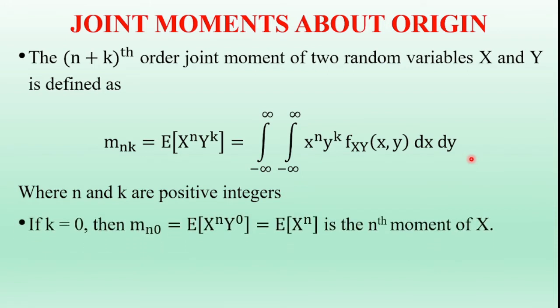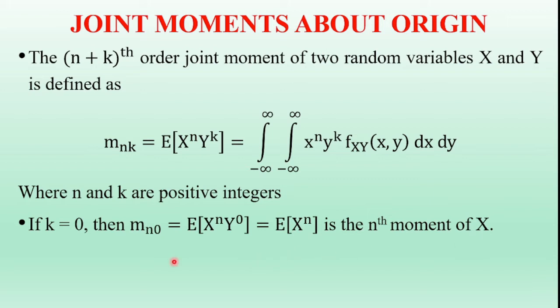So substitute different values of n and different values of k. If k is equal to 0, then in the general representation of the n plus kth order joint moment about origin m suffix nk, substitute k equal to 0, then m n0 is equal to expectation of x power n into y power 0. So y power 0 is 1, so expectation of x power n. This expectation of x power n is the nth moment of random variable x.